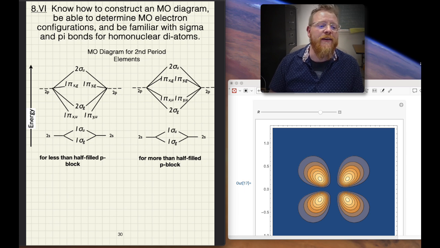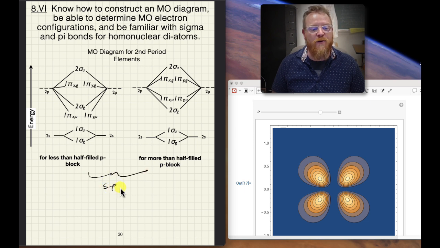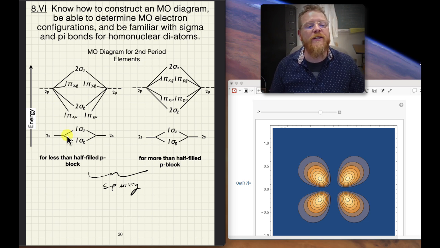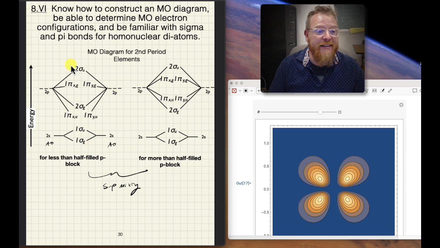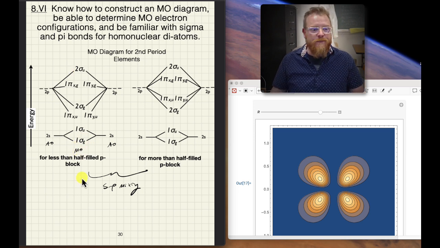So now, building these up, we end up with a situation for homonuclear diatoms when the p block is less than half filled and when the p block is more than half filled. Those differences come from this s and p mixing. As we're building this up, we recognize that 2s comes before 2p, right? Recall, these are AOs over on this side and MOs in the middle. So linear combinations of 2s give us the 1 sigma g or the 1 sigma u.